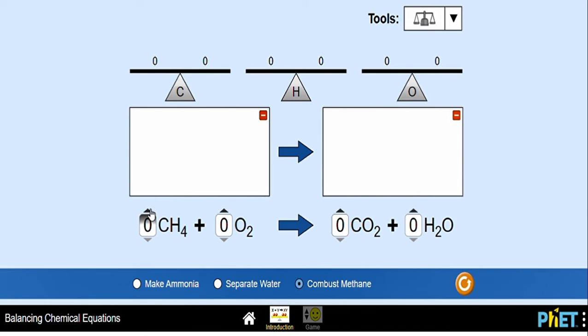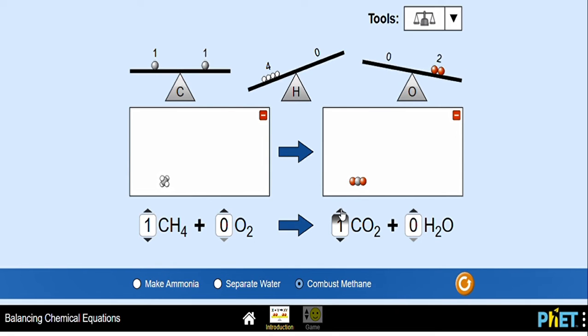You just work upon these things. Firstly, come with carbon. Carbon has one atom on the left hand side. Let's increase on the right hand side also. So here both sides are balanced, right? But if we talk about hydrogen and oxygen, they are not balanced. So we need to balance one by one. So how are we going to do?